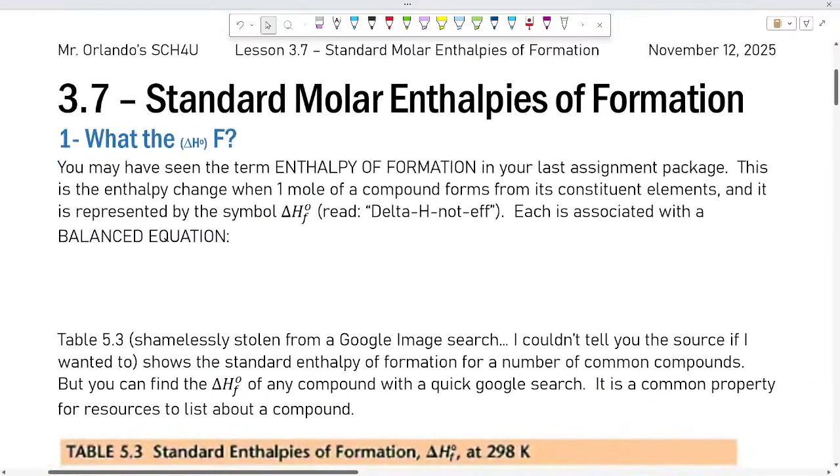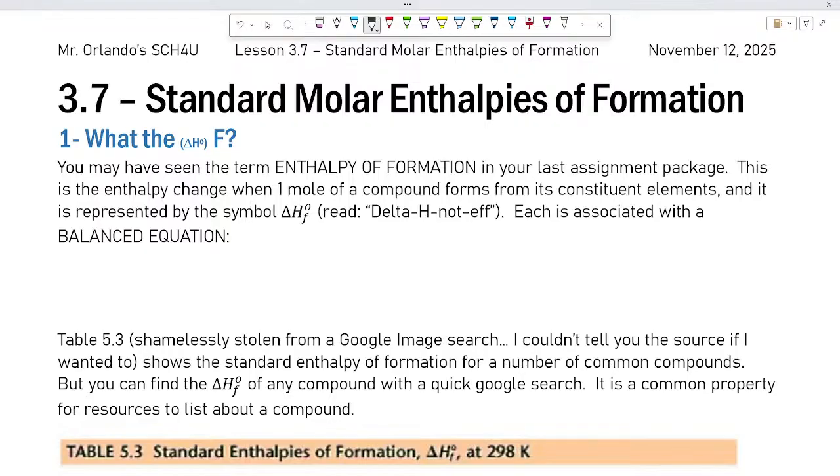Okay, so listen. You may have heard the term, you've seen it show up, even if we haven't used it explicitly yet, the term enthalpy of formation. It was in your last assignment package. And this is the enthalpy change when 1 mole of a compound is made from its constituent elements. What's that mean? Well, basically, it means this.